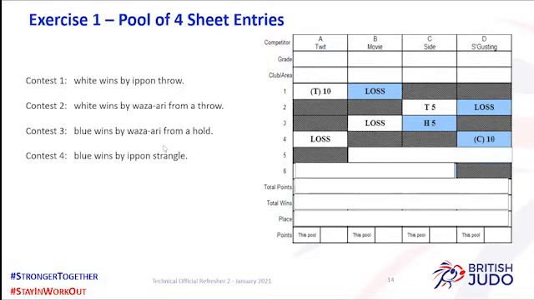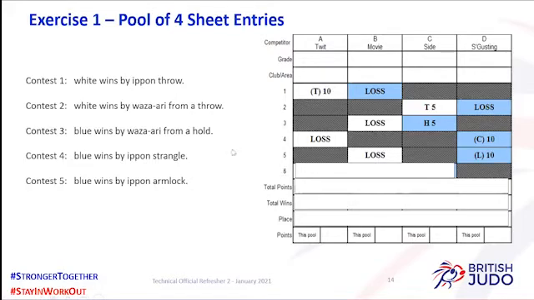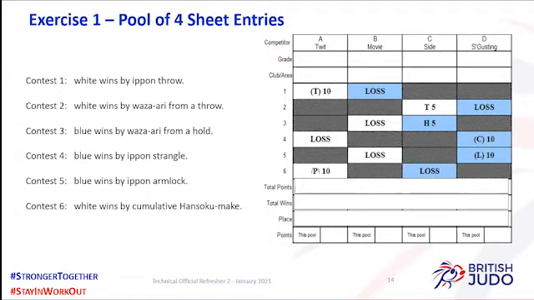So the next one, blue wins by hip throw strangle. So C in a circle, 10 points. And of course, blue wins by an arm lock. L in a circle, 10 points with a loss for white. And the final match of this particular pool, because it's 4 in a pool, white wins by cumulative Ansukamaki, which is P in a triangle with 10 points, and blue is a loss.